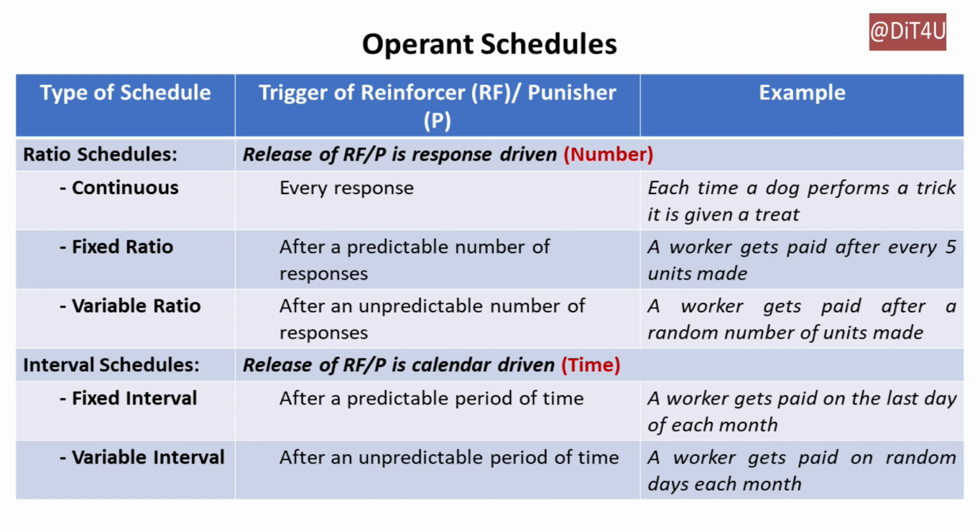Fixed interval, which is, interval means time driven. After a predictable period of time, a worker gets paid on the last day of each month. Salary is a classic example of fixed interval. You work for a month, at the end of the month, you get your salary. That's fixed interval. Variable interval, after an unpredictable period of time, a worker gets paid on random days each month.